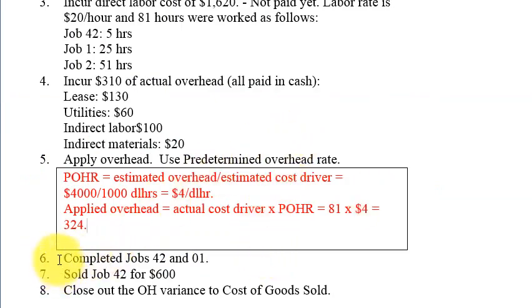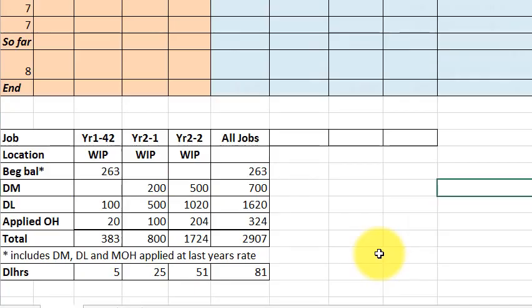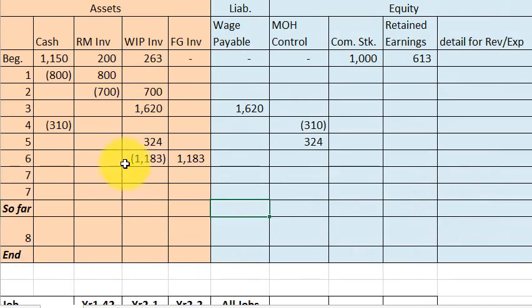So first of all, transaction number 6 says during January, remember we're doing accounting for January, Fabero completed jobs 42, that one was started last year, and job number 1. Since those are completed, we move the costs for job 42 and job 1 out of work in process and into finished goods. So this is where we need the job cost sheets. What is the total cost of job 42 and job 1, the jobs that were complete? Well, we have a record here. It's $383 plus $800, or $1,183. $1,183 comes out of work in process and moves into finished goods. $1,183 is cost of goods manufactured. It's the cost of all the goods completed during the accounting period. We completed jobs 42 and job 1.